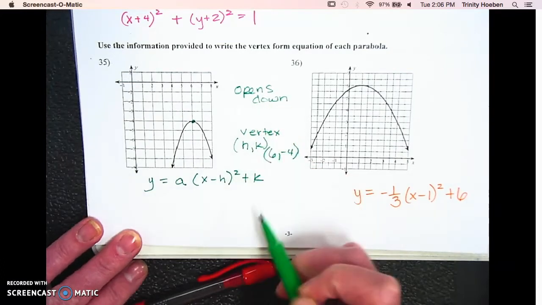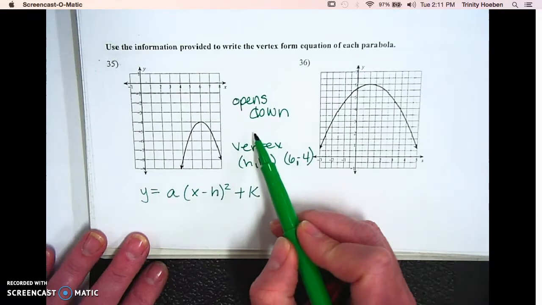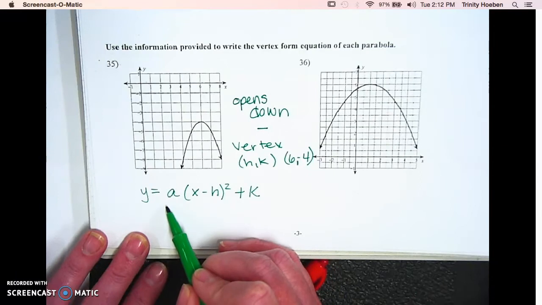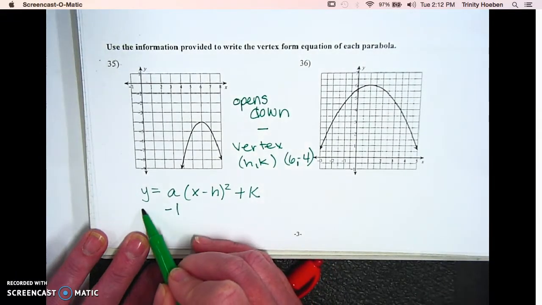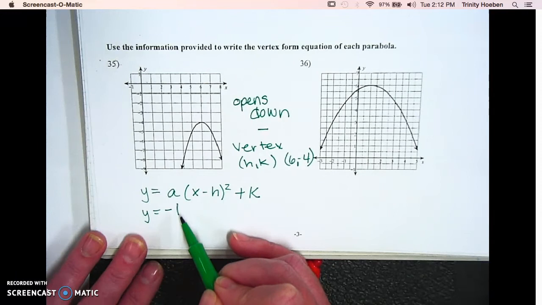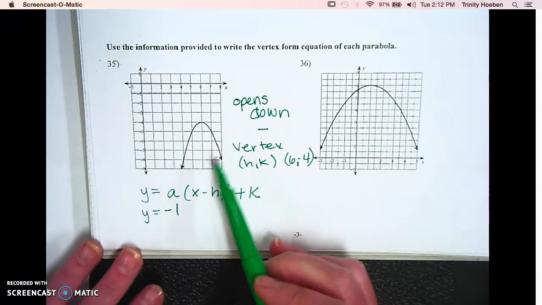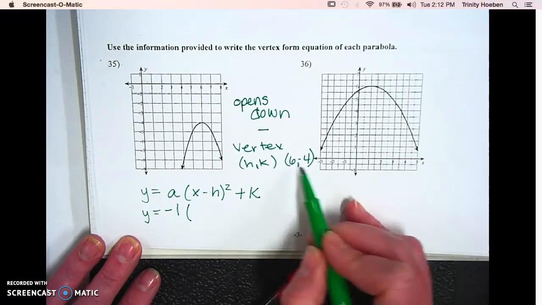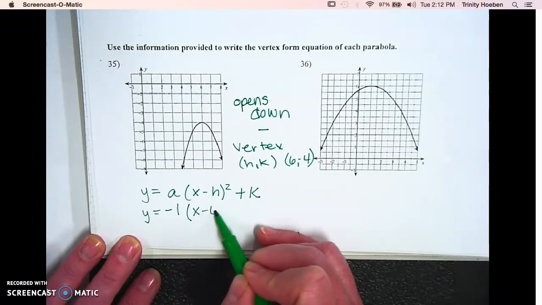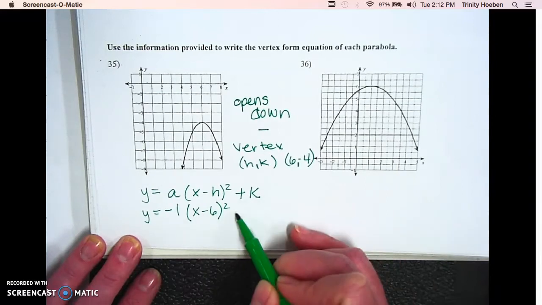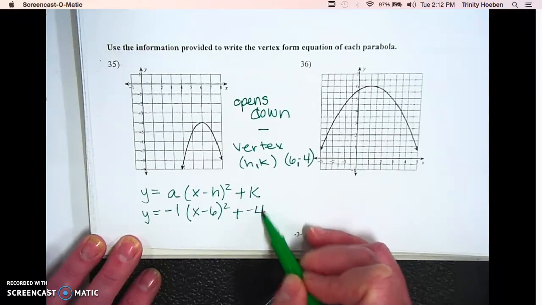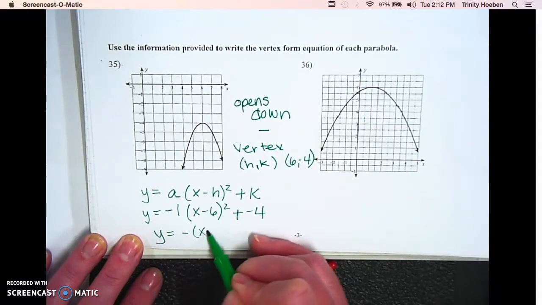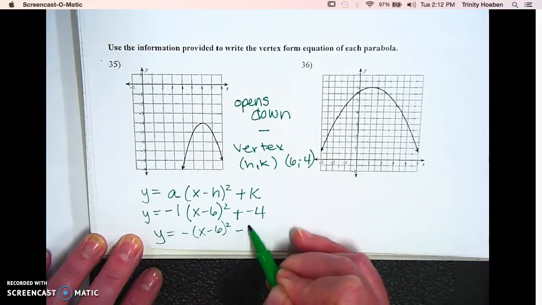When your parabola opens down, that's going to make your a negative. So that's either going to be a whole number or it's going to be a fraction. Just depends on whether it makes it narrow or wider like it does in number 36. Then you're just going to plug in the vertex. So you're going to have x minus 6 squared plus -4. And then it just simplifies to y equals -x minus 6 squared minus 4.